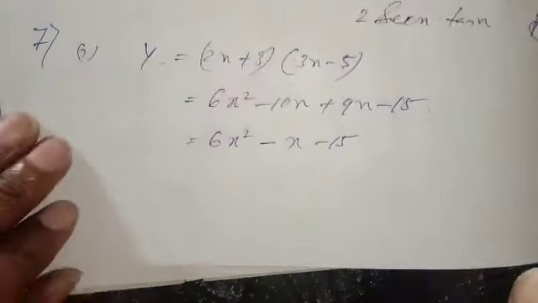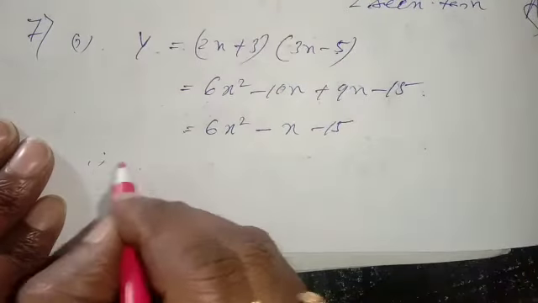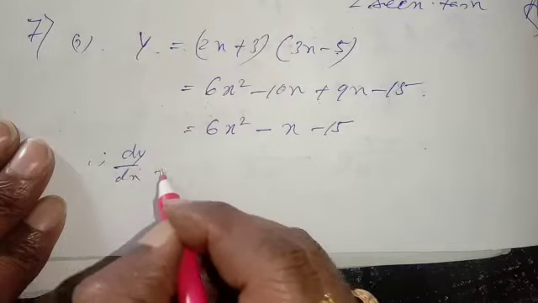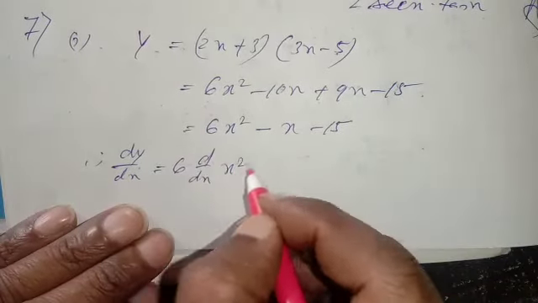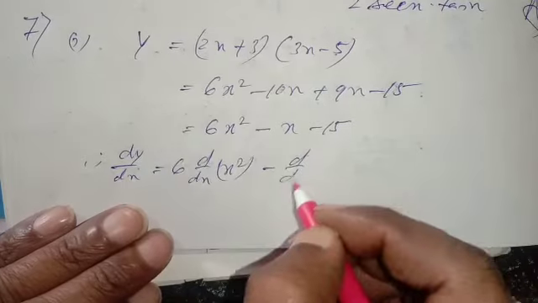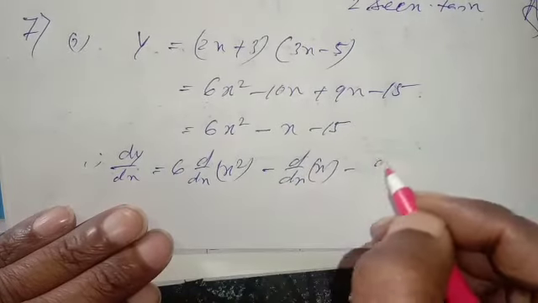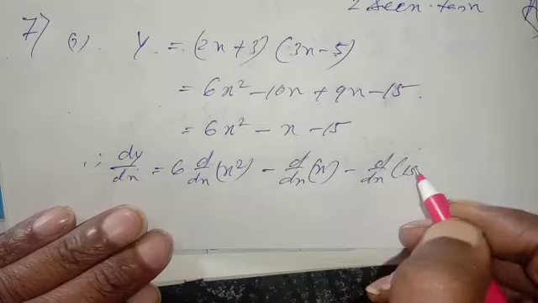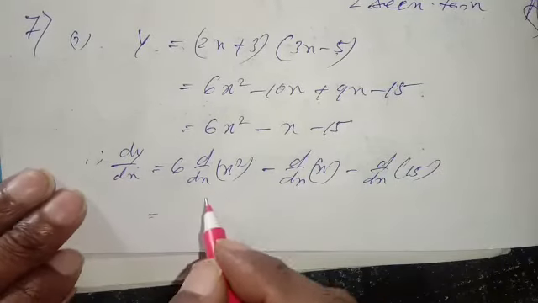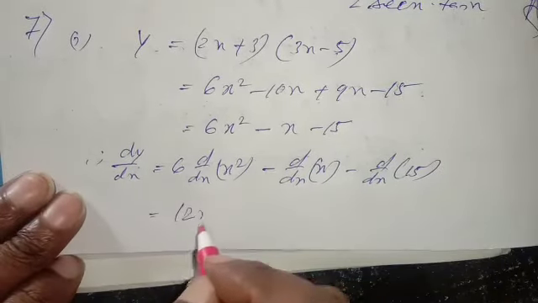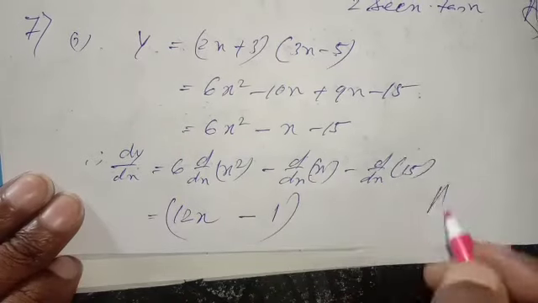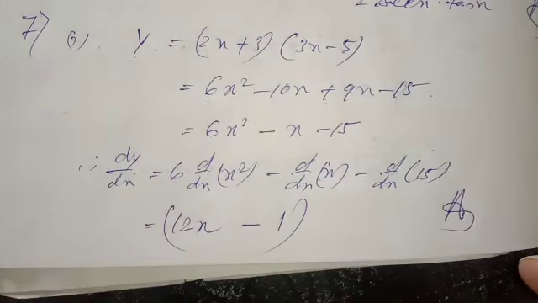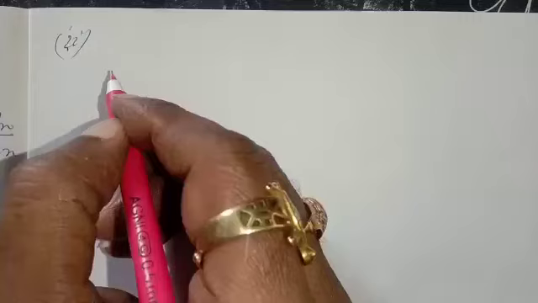Now find the derivative. Therefore, dy by dx will be 6 taken outside, d by dx of x square, minus d by dx of x, minus d by dx of 15. So what is the derivative of x square? This will be 2x, this will be 12x. Minus x derivative is 1, and this will be 0. This is the answer. Number 7, first part complete. Okay, let us go to the next part.